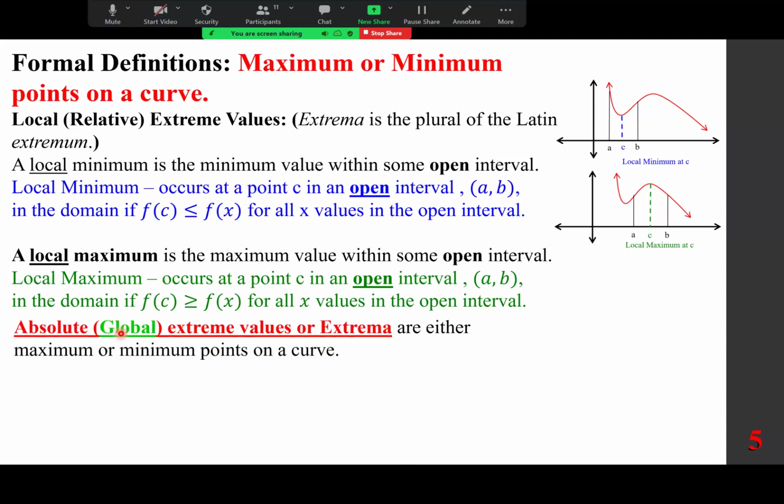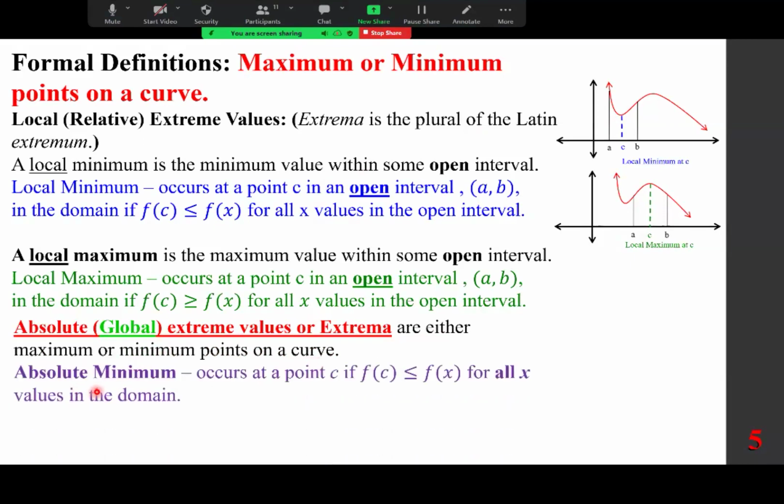Absolute, also known as global, extreme values or extrema, are either a maximum or minimum point on a curve in the entire domain. So an absolute minimum occurs at the point c if f of c is less than or equal to f of x for all x values in the domain, as is the case here. So this is an absolute minimum. No other point has a smaller y coordinate. No other point is below that point.